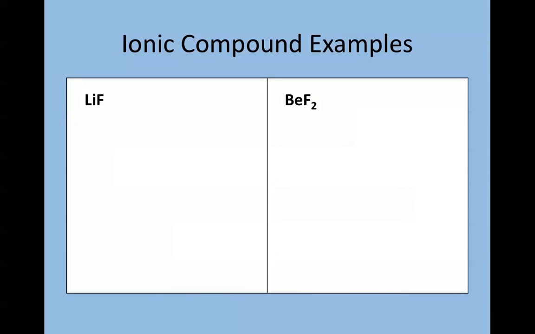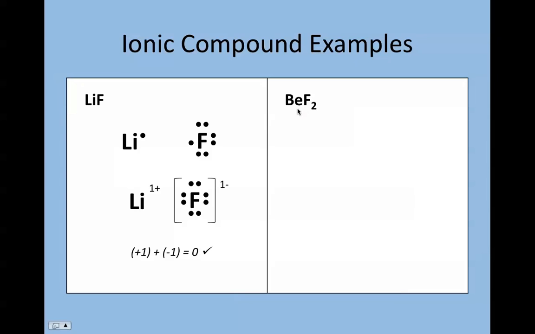So let's look at 2 examples. Lithium fluoride is our first one. We would look at their dot structures, lithium having 1 valence electron, fluorine having 7. We're going to see that that 1 electron will be given to fluorine. So lithium becomes a +1 and fluorine becomes a -1, and then this would be our final ionic compound structure. So again, showing that these add up to 0. The positive ion has 0 dots, the negative ion has 8 dots, and that's complete. Now here we have beryllium fluoride. Oh, and sorry, we can see that on the bottom here they add up to 0.